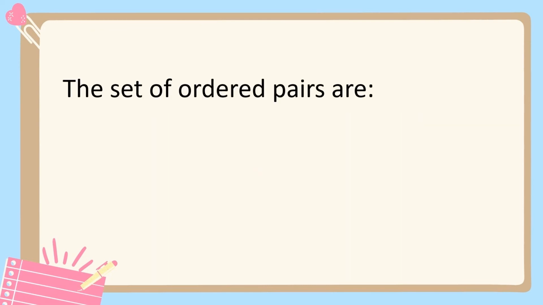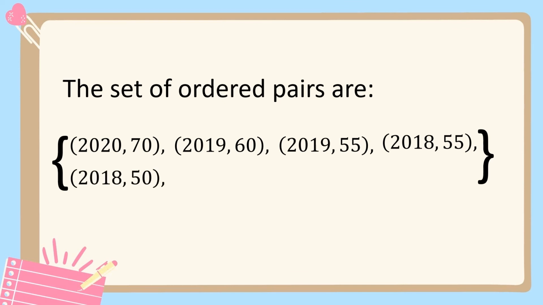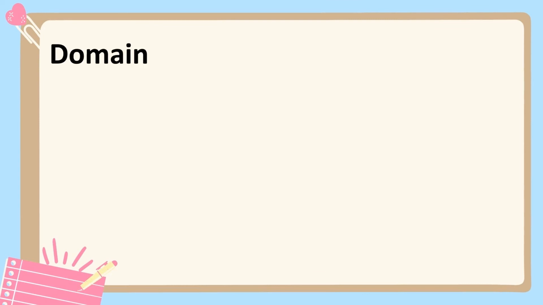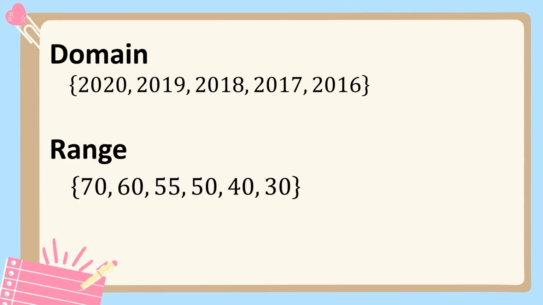The set of ordered pairs are 2020 and 70, 2019 and 60, 2019 and 55, 2018 and 55, 2018 and 50, 2017 and 40, and 2016 and 30. Domain is a set of 2020, 2019, 2018, 2017, and 2016. And the range is a set of 70, 60, 55, 50, 40, and 30.